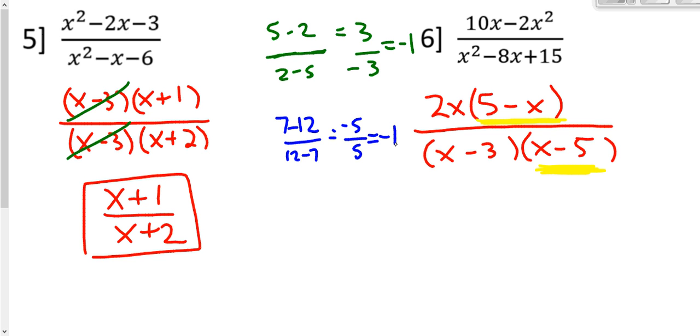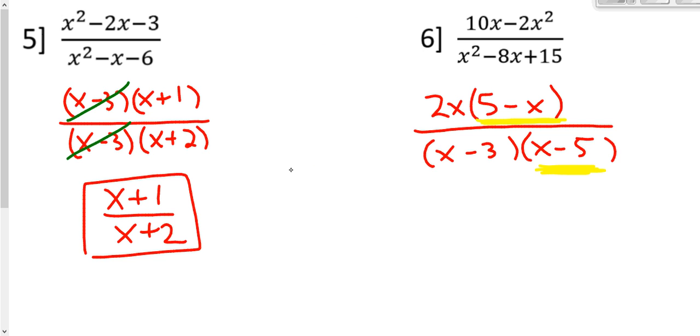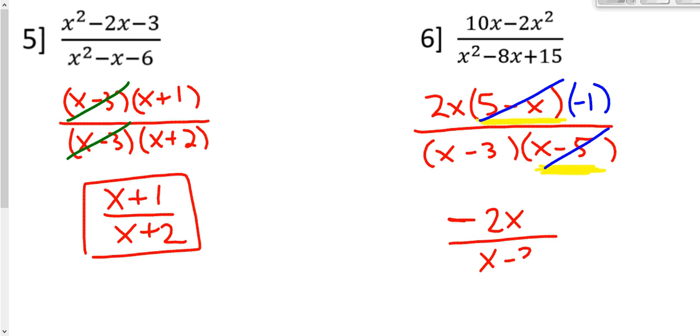So if you have opposites, you can reduce it to -1. Usually we cancel things because it gives you a special form of 1, but opposites divided are a special form of -1. So as long as you leave a -1 there, you're good. So what do we have left? We have the opposite of 2x, or -2x, over x minus 3.